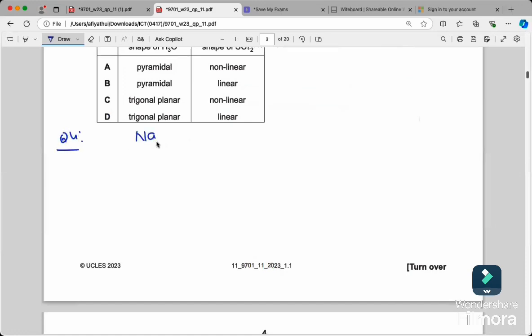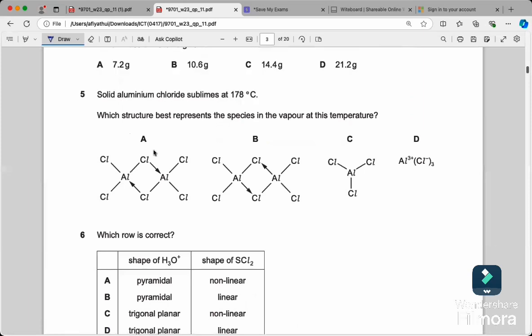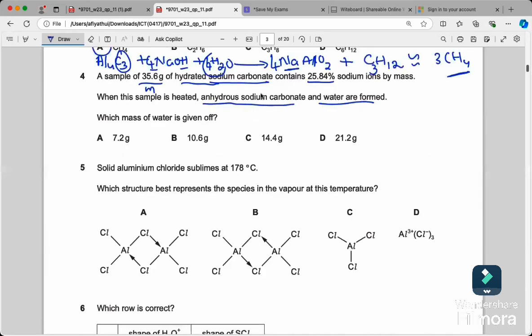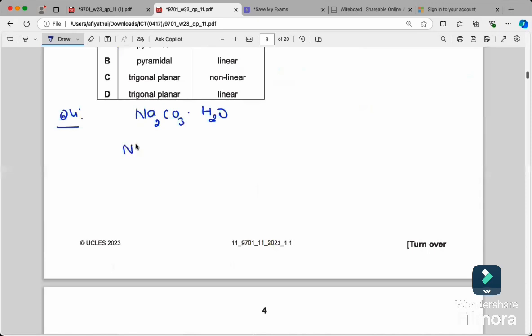It was hydrated sodium carbonate, isn't it? In that sodium carbonate, you have 25.84% of sodium ions, isn't it? So the number of moles of sodium ions is going to be mass divided by Mr. If I want to find the mass of this, I have 25.84% of 35.6. This is for the sodium ion.